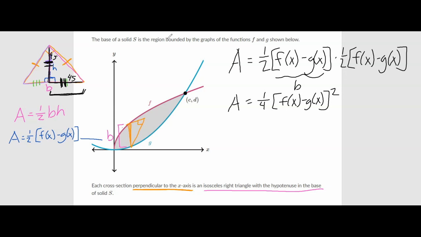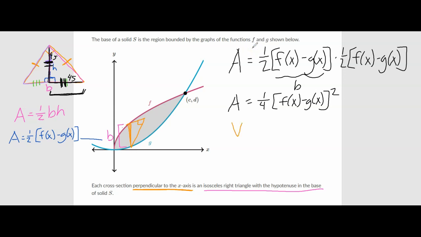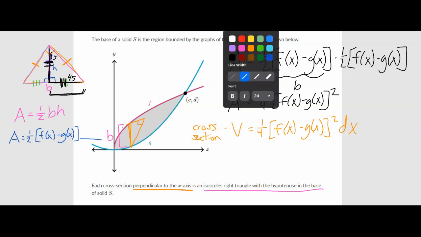If I wanted to find the volume of one of these cross sections, it would be the area times our little dx. So the volume of a cross section is going to be 1/4 times the difference of f and g of x, squared, times dx.